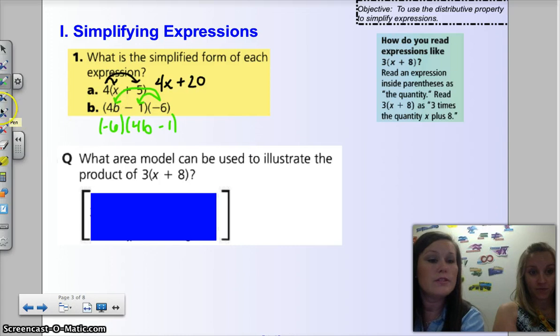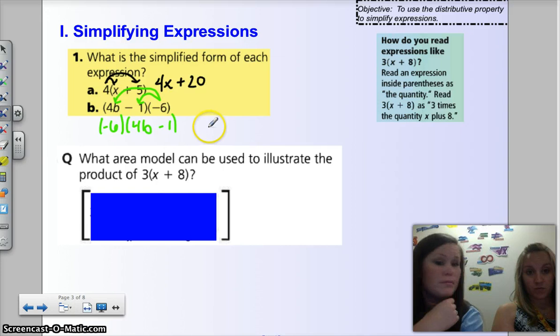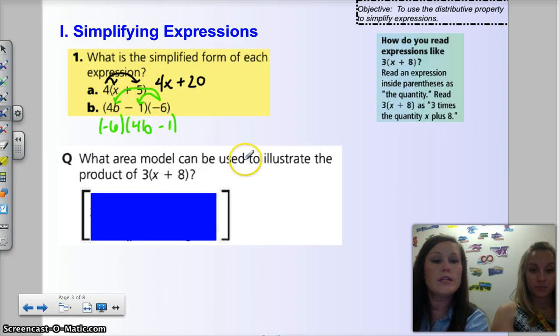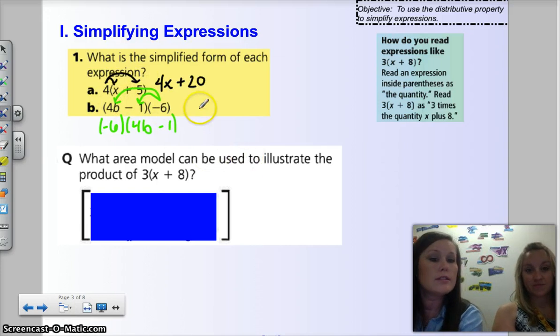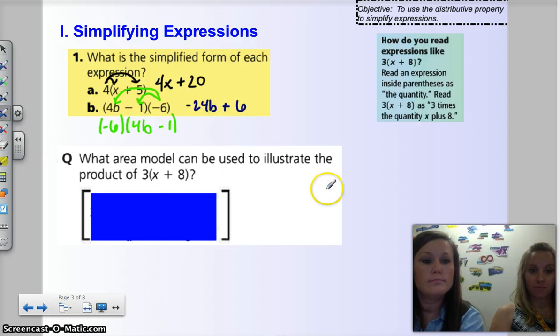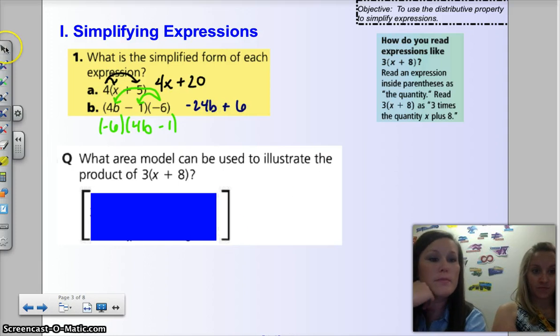I see -6 times, which one do you want to do? The bottom one or the top one? Let's do the top one. First you did -6 times -1, which is +6. Now -6 times 4b is -24b. Awesome. Done.